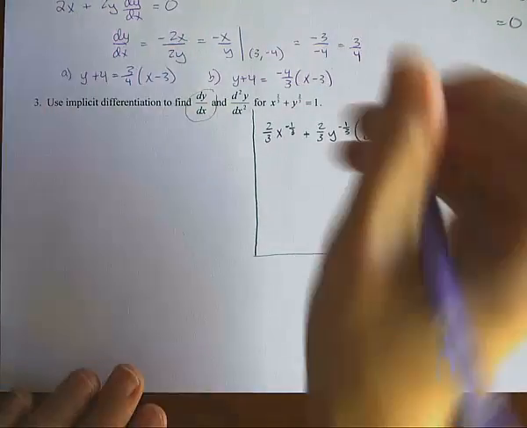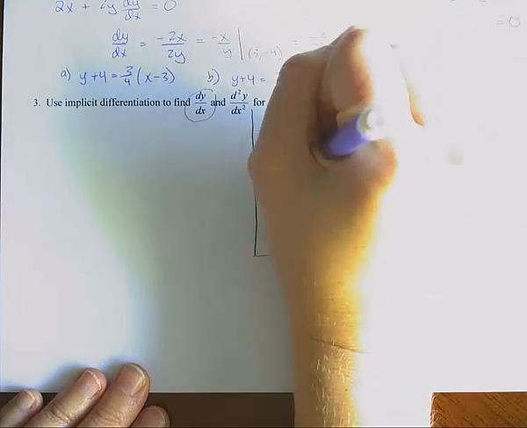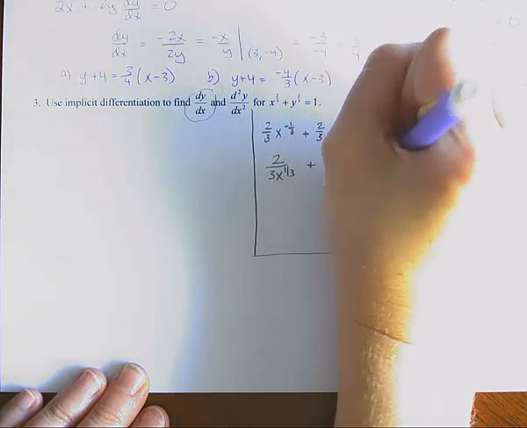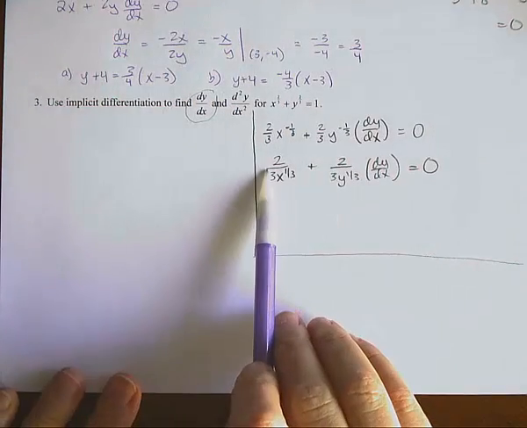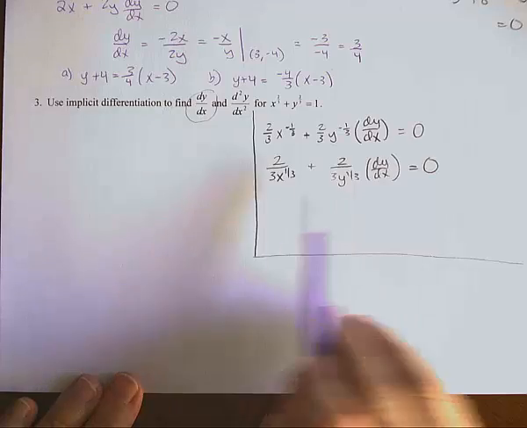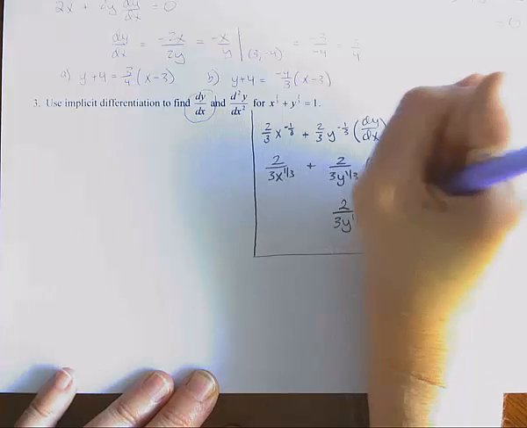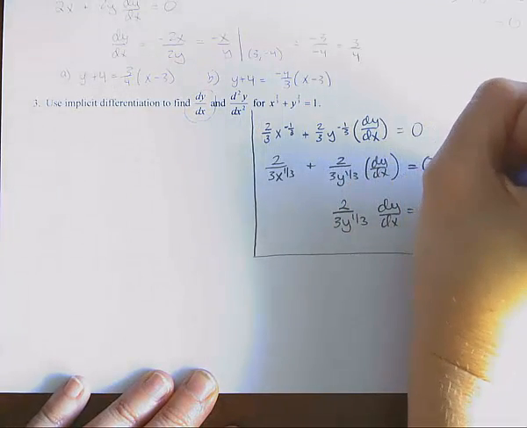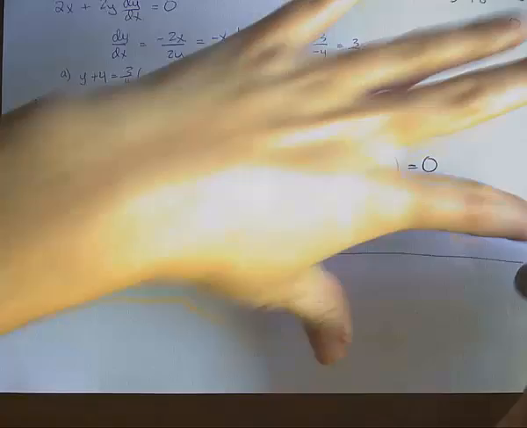So then I'm going to rewrite this just to make it a little easier to see what's in the numerator versus what's in the denominator. So I just sort of rewrote what I had. I'm going to subtract the 2 over 3x to the 1/3 and bring that to the other side. So I have 2 over 3y to the 1/3 dy/dx equals negative 2 over 3x to the 1/3. So then I'm going to multiply both sides by the reciprocal.